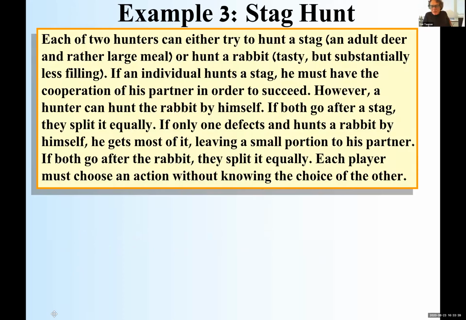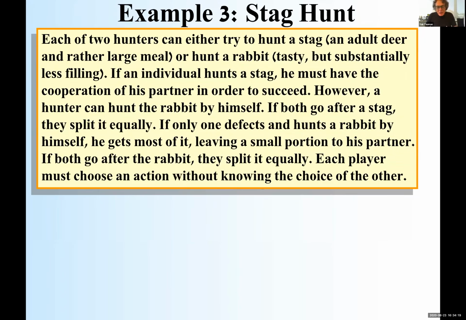So another example that I want to show you, by the way, is a famous, old example, and it's called the stag hunt. So here's the story. I'll tell you who told the story first, but let me first tell you the story. Each of 2 hunters can either try to hunt a stag. A stag is an adult deer that can produce a large meal, or hunt a rabbit. What is a rabbit? Tasty, but substantially less filling.